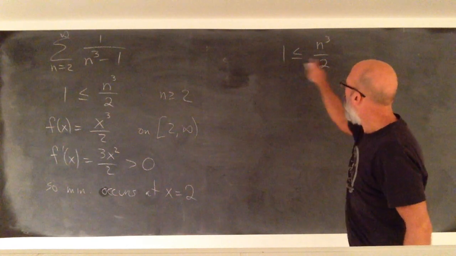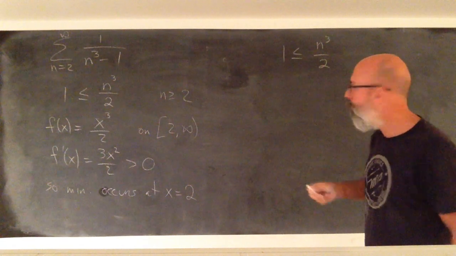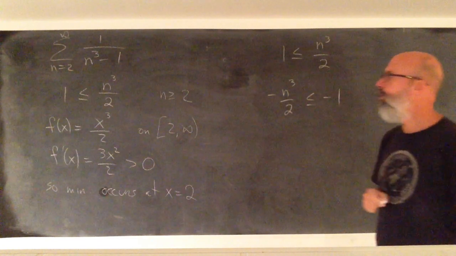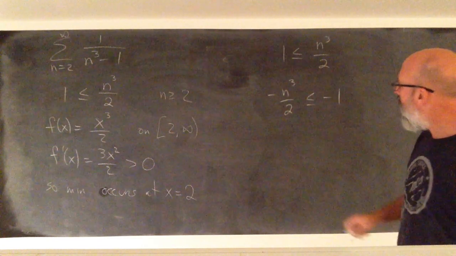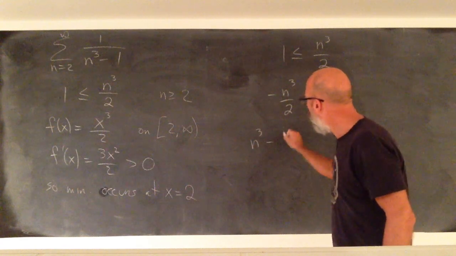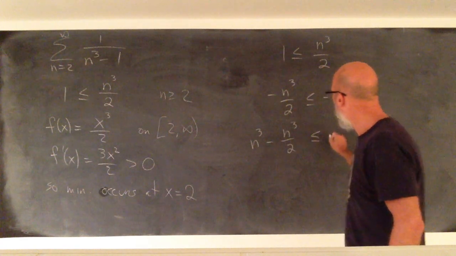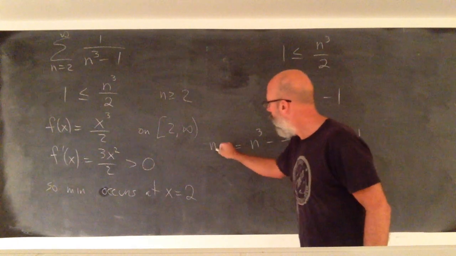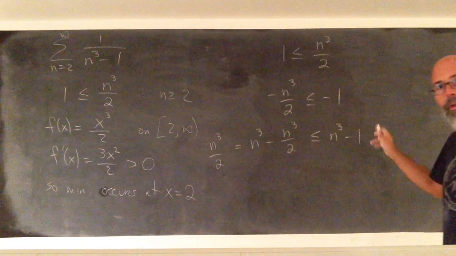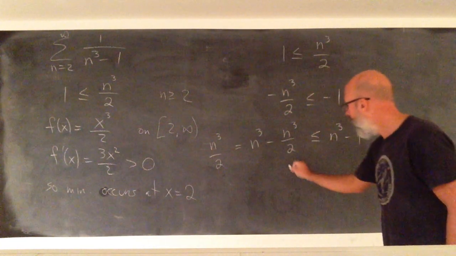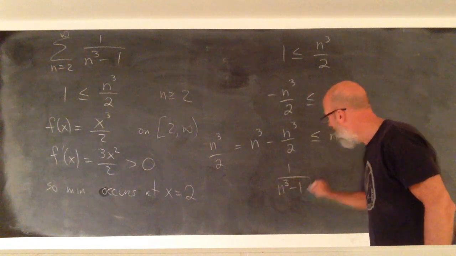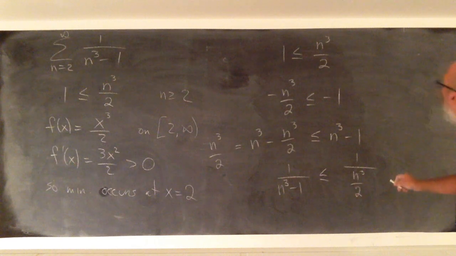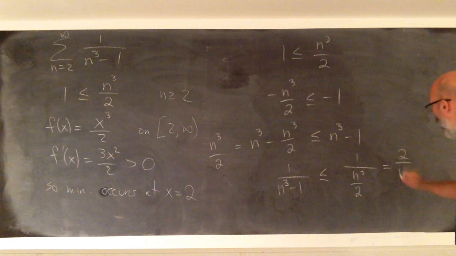So now, multiply the whole thing by -1. And we get minus n cubed over 2, less than or equal to -1. And then add n cubed to both sides. And this thing is really n cubed over 2. So now if you cross multiply, you get 1 over n cubed minus 1 is less than 1 over n cubed over 2, which is really 2 over n cubed.